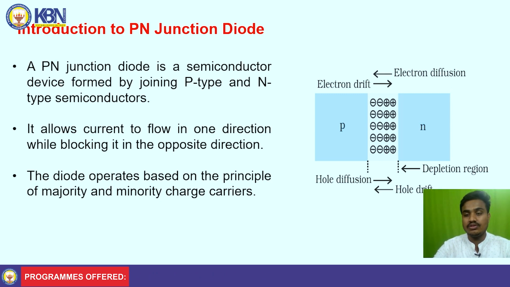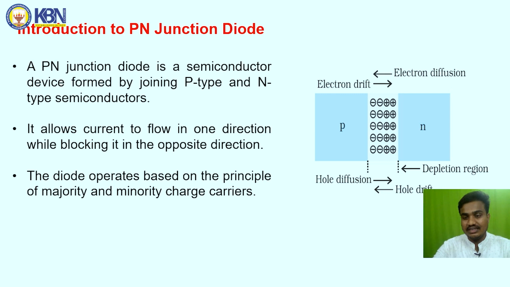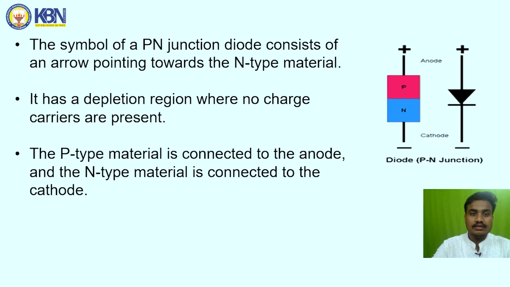We all know that the majority charge carriers in P-type semiconductors are holes and the minority charge carriers are electrons. Similarly, the majority charge carriers in N-type semiconductors are electrons and the minority charge carriers are holes. Then this is how a PN junction diode is represented.